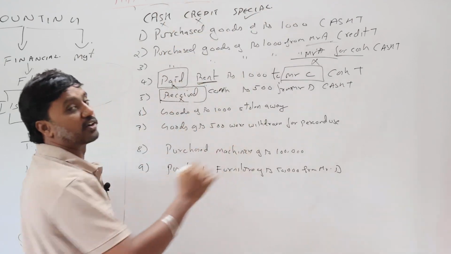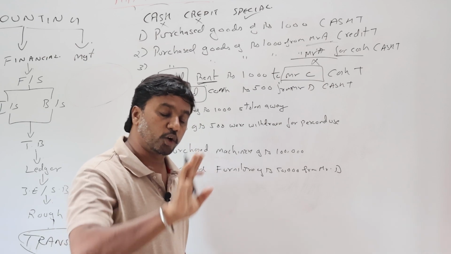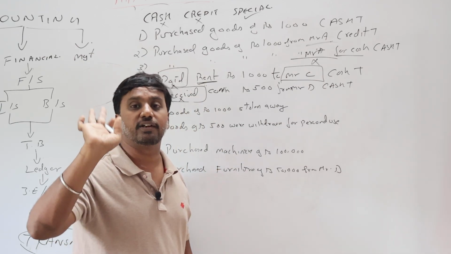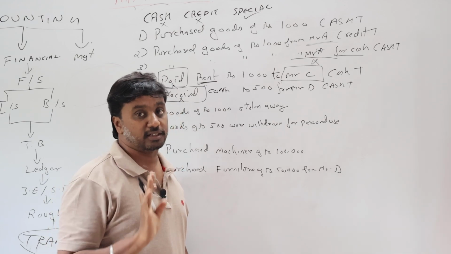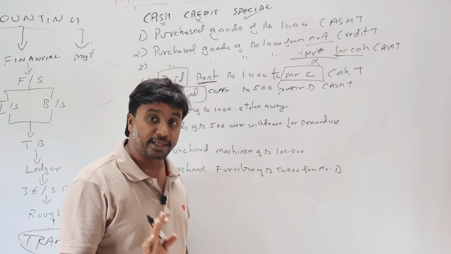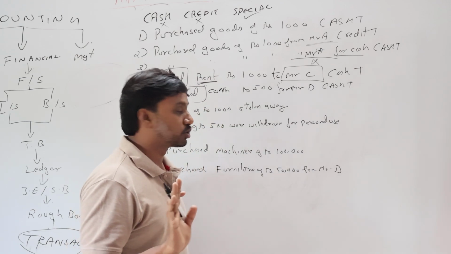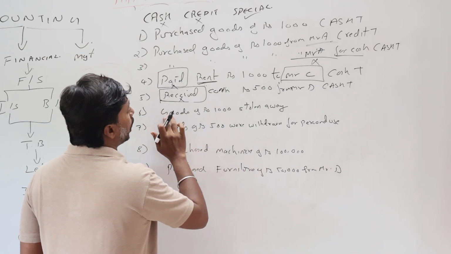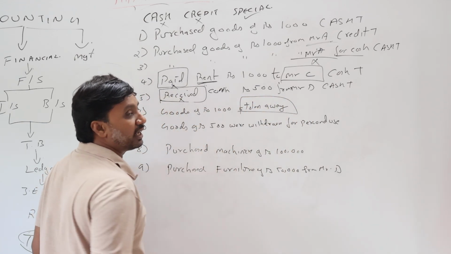Now, there are certain transactions which are neither cash nor credit. They are called special transactions. That is, neither have you received cash today nor are you going to receive it in the future. Forgive and forget. Right? But then it is a loss for us. It is an economic transaction because it is going to create a loss for us. So therefore we will record it in the books of accounts. An example of that is goods of rupees 1000 stolen away.